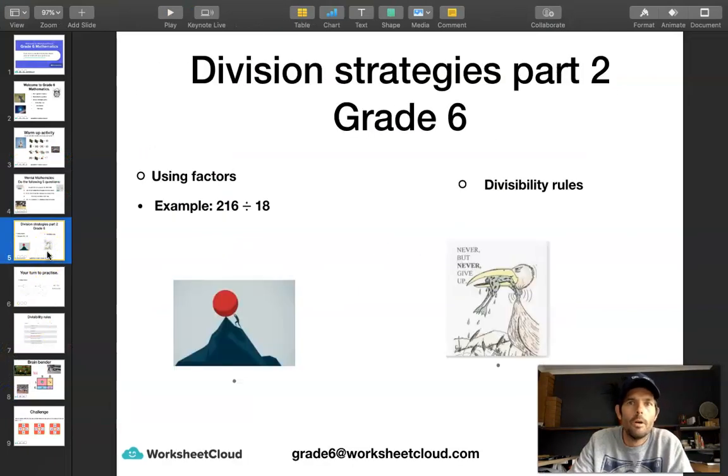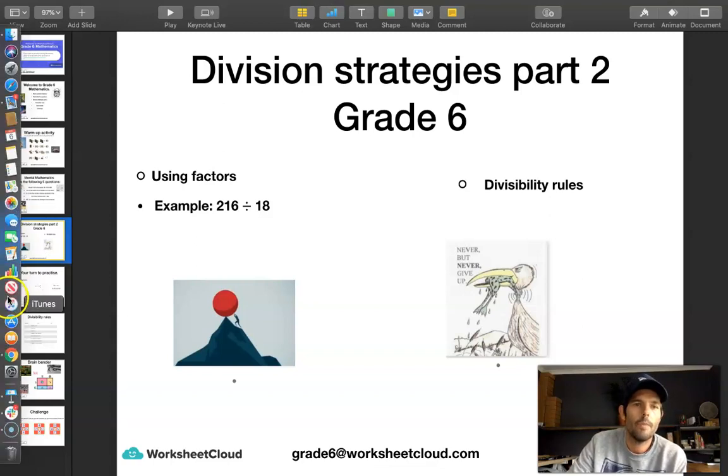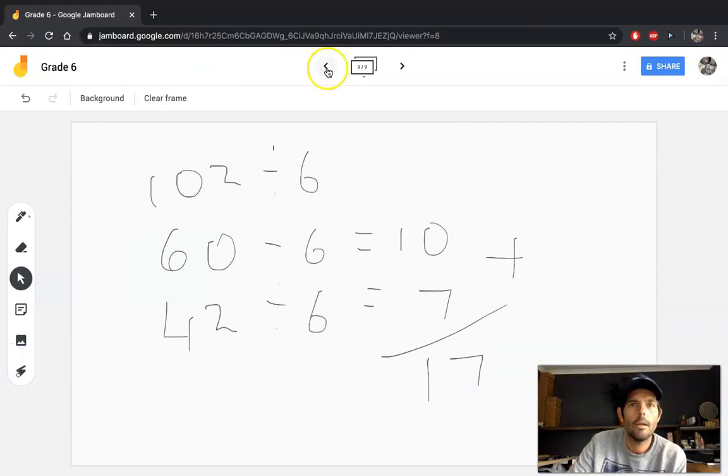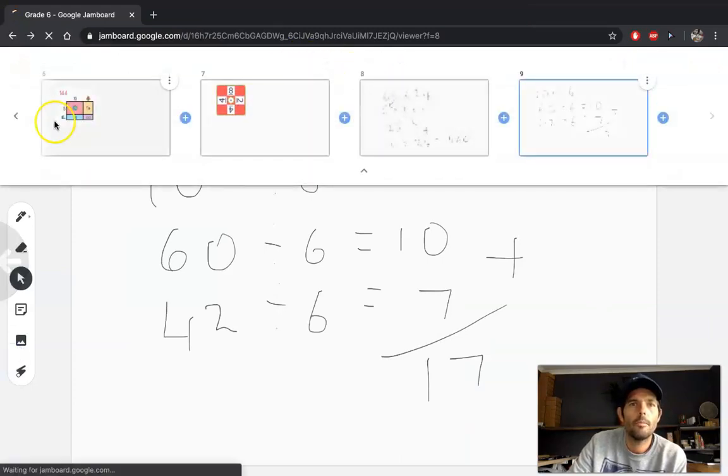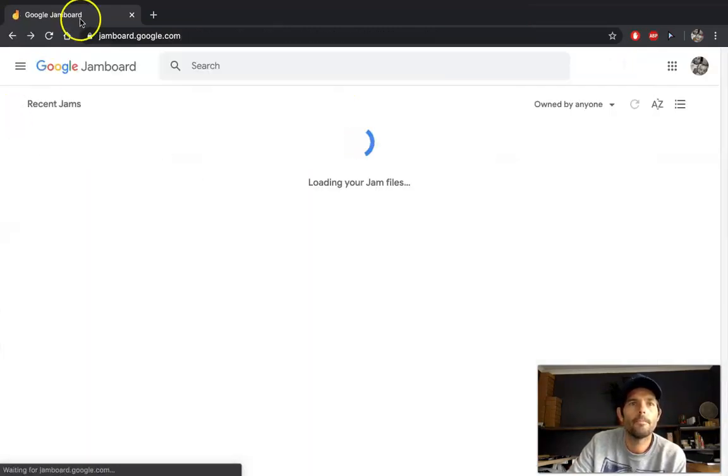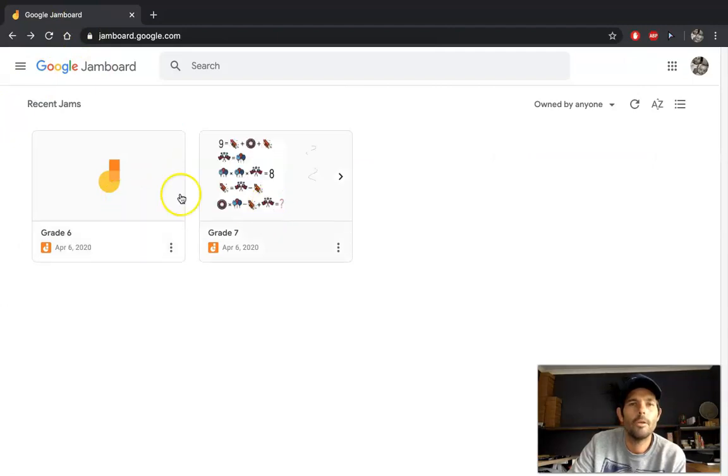Let's look at the next part of the lesson. Okay, so today we're going to look at two more division strategies. The dividing using factors. So there you can see I've got an example of 216 divided by 18. So I'm just going to show you quickly what I mean by using factors.